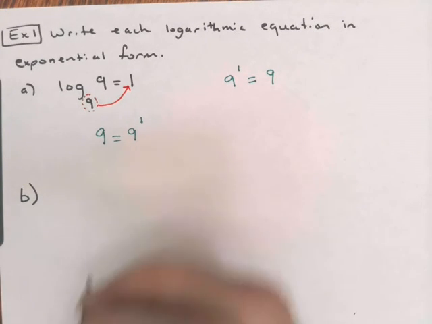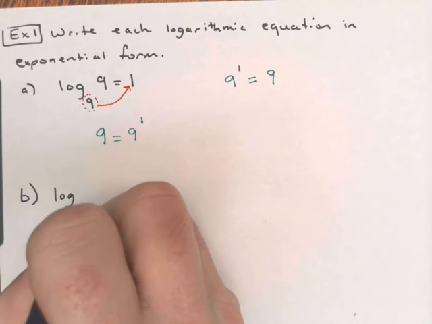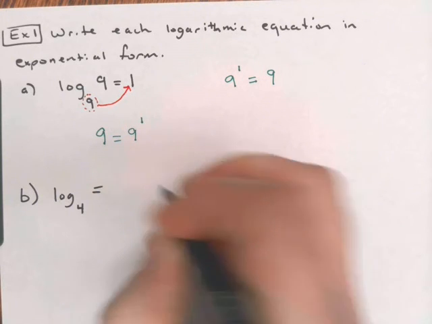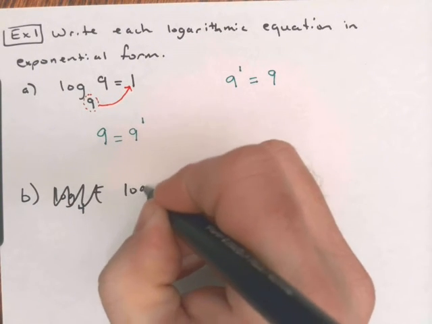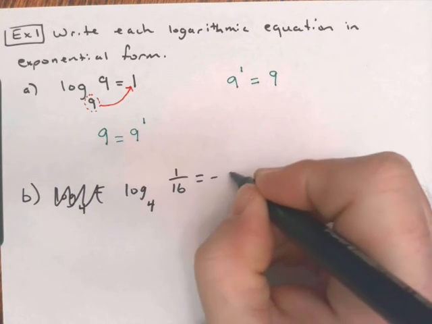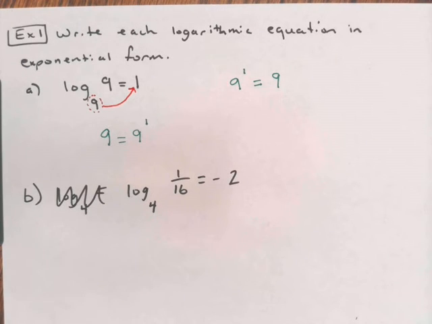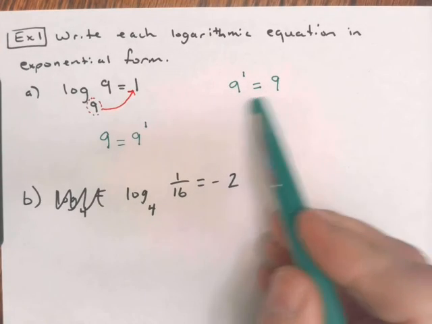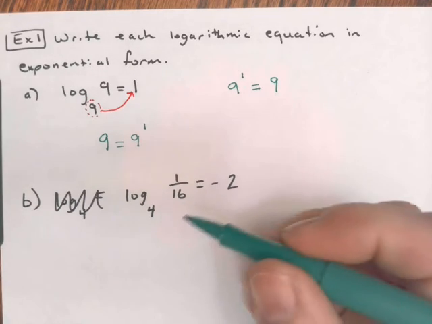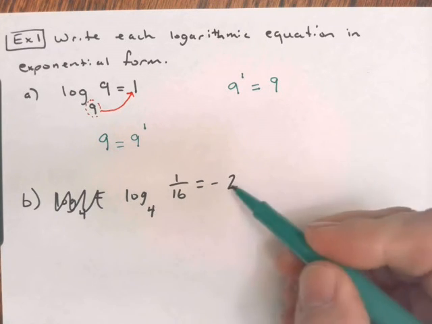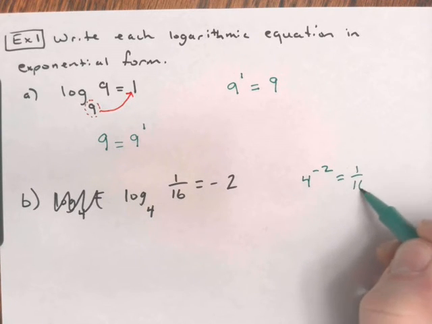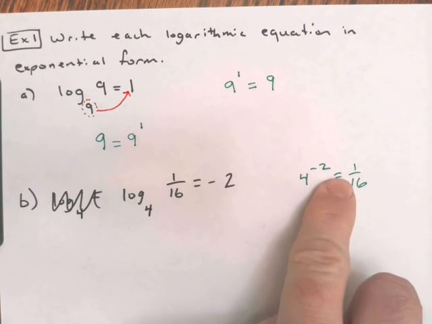So for letter B, I'm going to do log base 4 of 1/16 is equal to -2. So again, if you just memorize the pattern, we would do 4 raised to the -2 power is equal to 1/16. That's the same thing I did here.